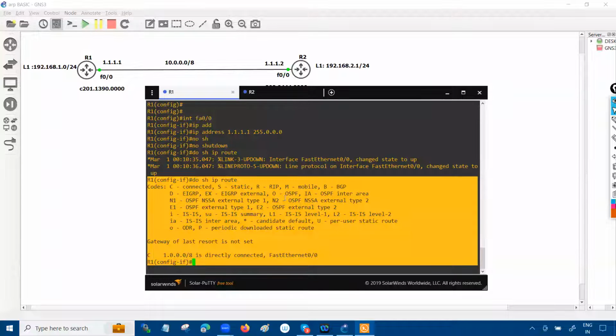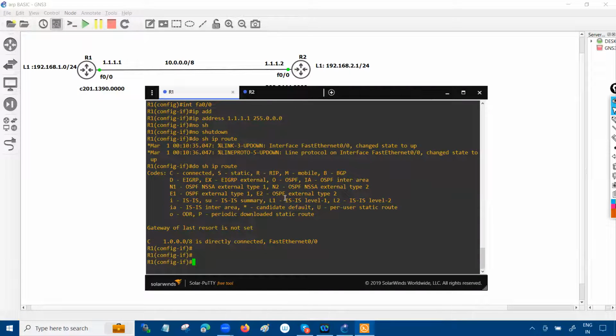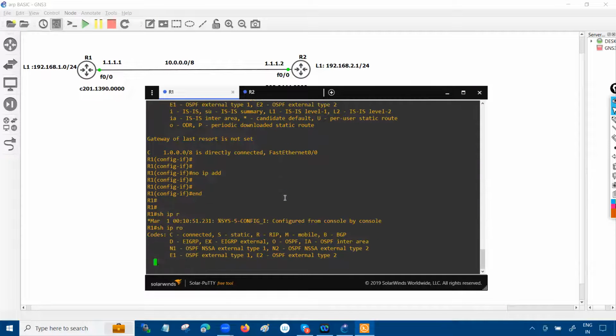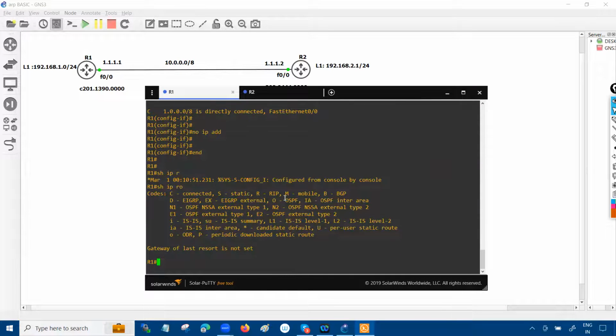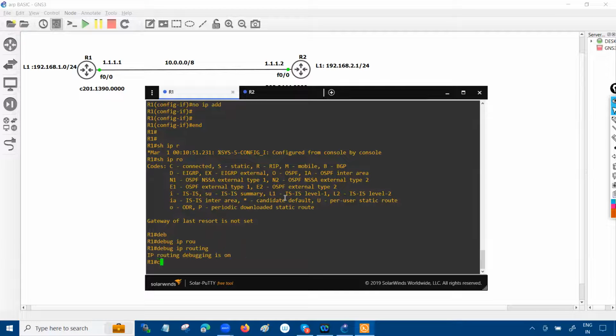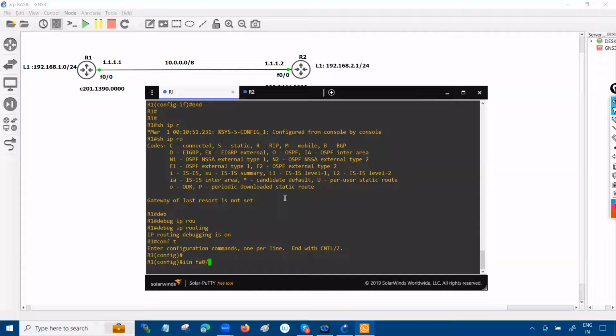But let me disable this one. I want to show you from the debug line so that you can understand how a router builds a routing table. So let me remove this. I say no ip address. And now if you see show ip route, I don't have the route in my routing table. I just have a blank routing table. Let me enable the command debug ip routing.